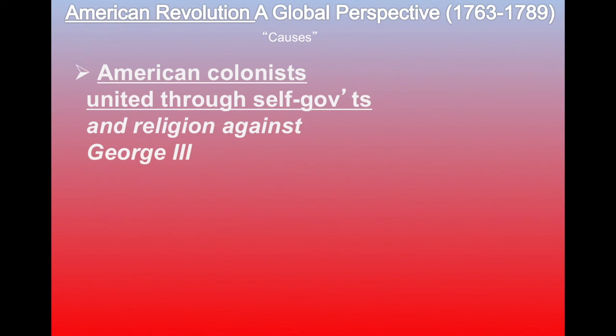The American colonists start to unite through self-government. Britain believed that they had represented America in Parliament, but it was the king that had virtually chosen who was going to represent the Americans in Parliament. The Americans wanted to actually be represented. They wanted somebody who was from America to vote in Parliament for the American colonies. But the king had appointed who was going to be representing the Americans, and they didn't like that.